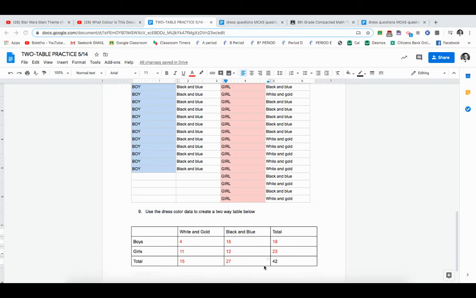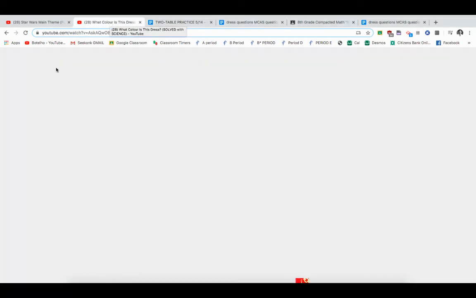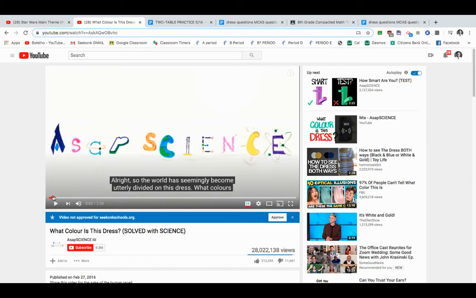Good work. All right. So that ended that part of the work. And then we actually took a little bit more into the dress color science, and I'll play this for you. So here goes.